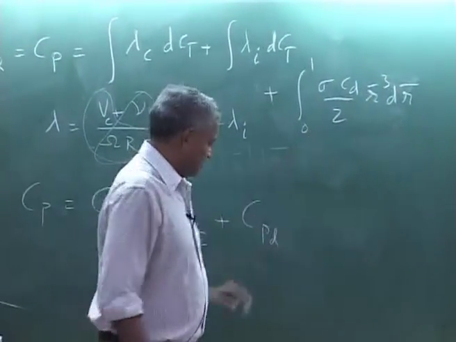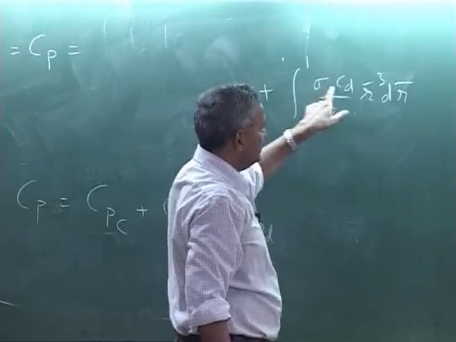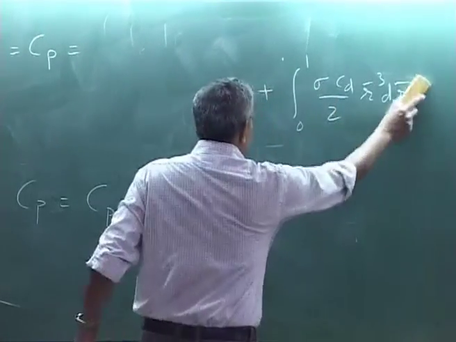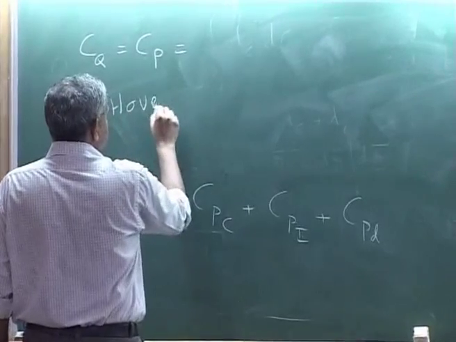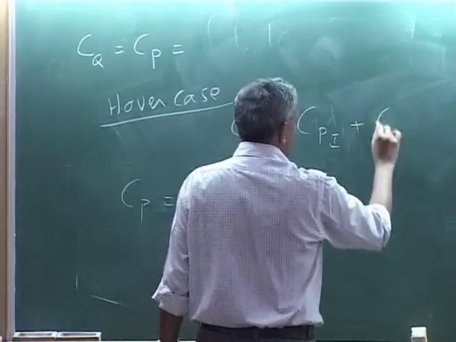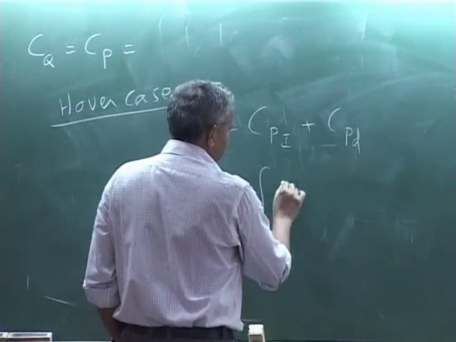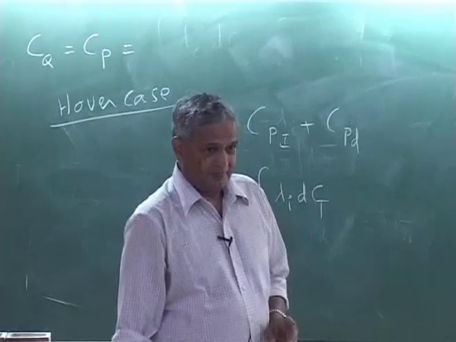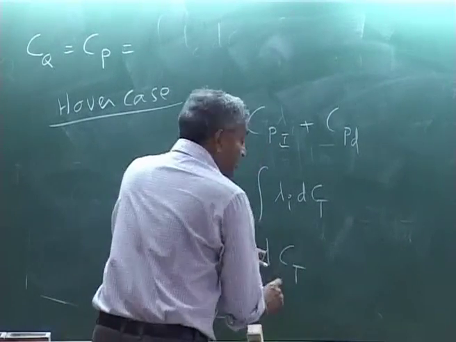And then this is the profile drag. So, we will write the whole expression. Now, for hover, see this integral is what? Sigma CD over 8, that is all. Is it clear? So, I will write the whole thing as Cp for hover. If I take hover case, power becomes Cpi plus Cp profile drag, and Cpi is nothing but what? If it is a uniform inflow, then this is lambda Ct. So, we can write it as lambda Ct for uniform inflow.